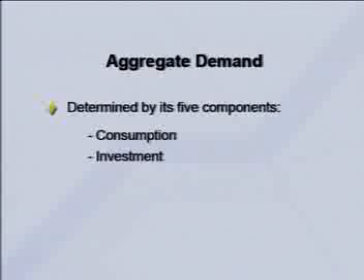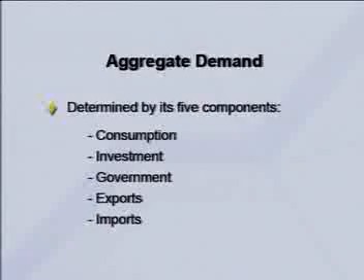So, there we've got an idea of aggregate supply. Let's now switch over and think about the idea of aggregate demand. Aggregate demand is determined by its 5 components. And as I've said several times now, its components are C plus I plus G plus X minus M. That is consumption plus investment plus government spending plus exports minus imports.